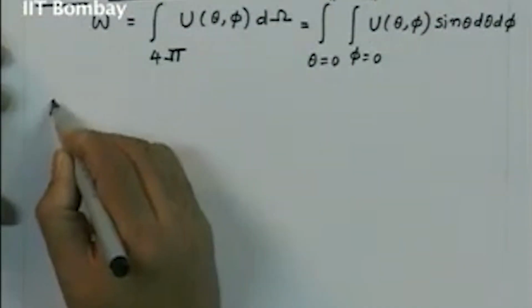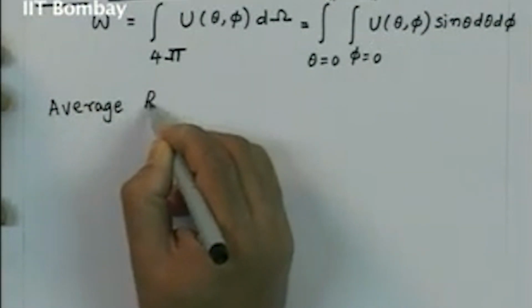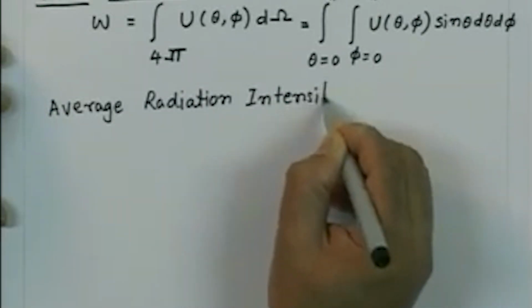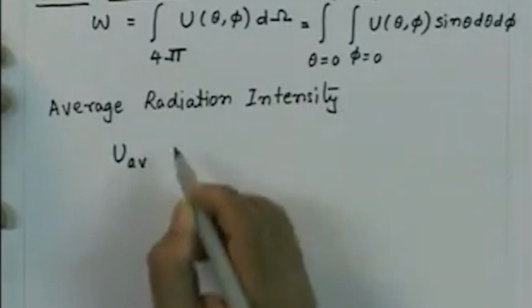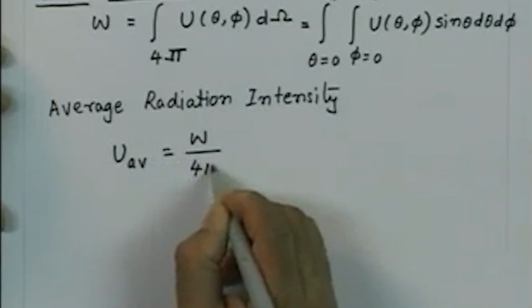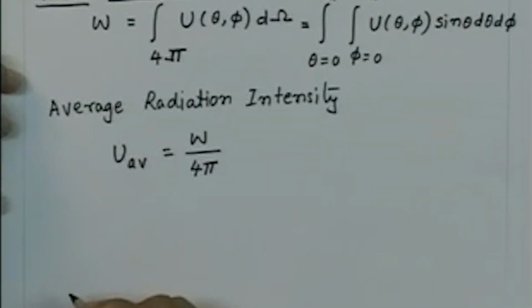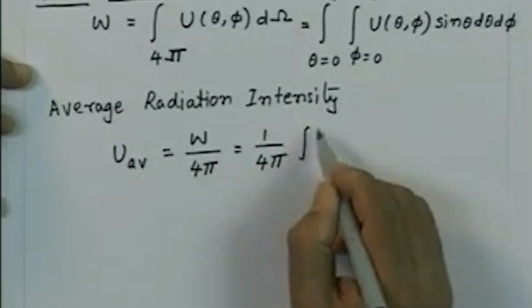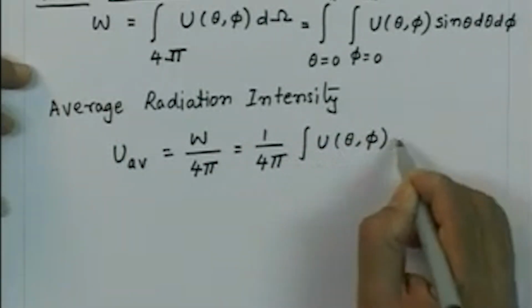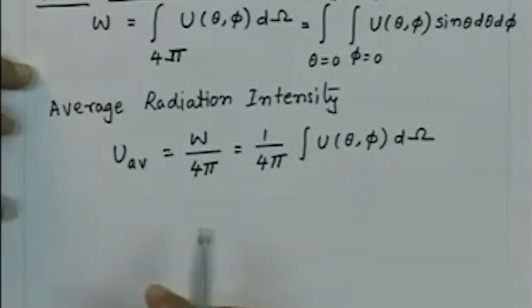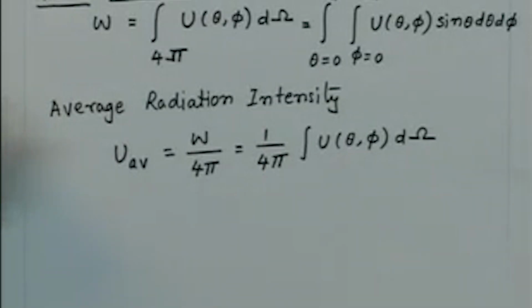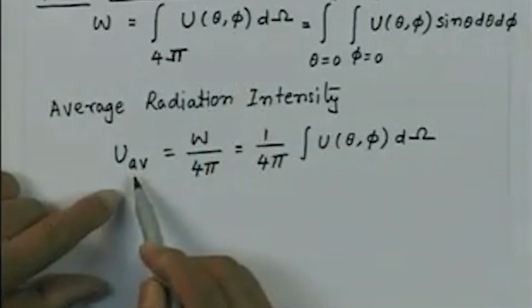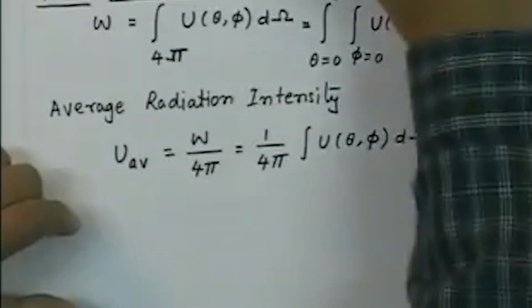So, I get the average radiation intensity, U average, that will be W divided by the total solid angle which is equal to 4 pi. So, this is nothing but 1 upon 4 pi into this quantity, integral of U(theta, phi) d omega. Then as we said, the maximum radiation intensity which you get from the radiation pattern divided by the average radiation intensity, that is what we define as the directivity of the antenna.